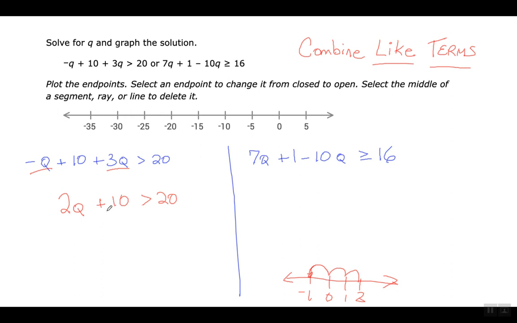Alright, so now just to finish, I'm going to subtract 10 from both sides. And that's a 0. And now I'll do it the fast way. Divide both sides by 2. So q is greater than 5.